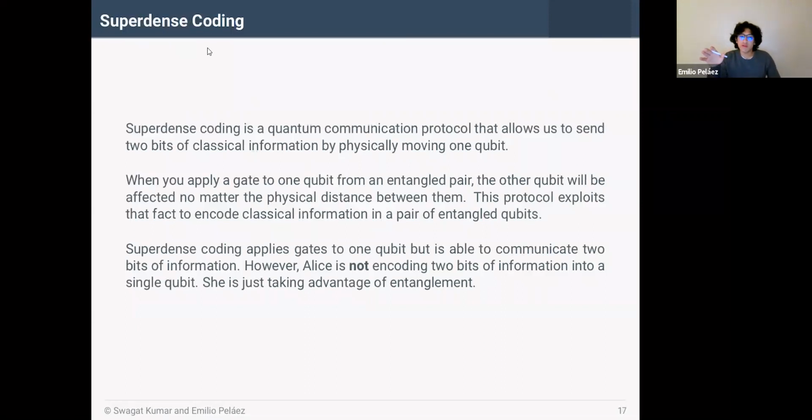For this protocol, it is important to remember that when you apply a gate to 1 qubit from an entangled pair, the other qubit will be affected no matter the physical distance between them. This is what I talked about in the last one when I said that qubits from Alice and Bob can be any distance apart. So this protocol, just like the last one, exploits this fact to encode classical information in a pair of entangled qubits. Superdense coding just applies gates to 1 qubit, but is able to communicate 2 bits of information. But keep in mind that Alice is not encoding 2 bits of information into a single qubit, because that's impossible. We're just taking advantage of the correlation of entangled pairs.